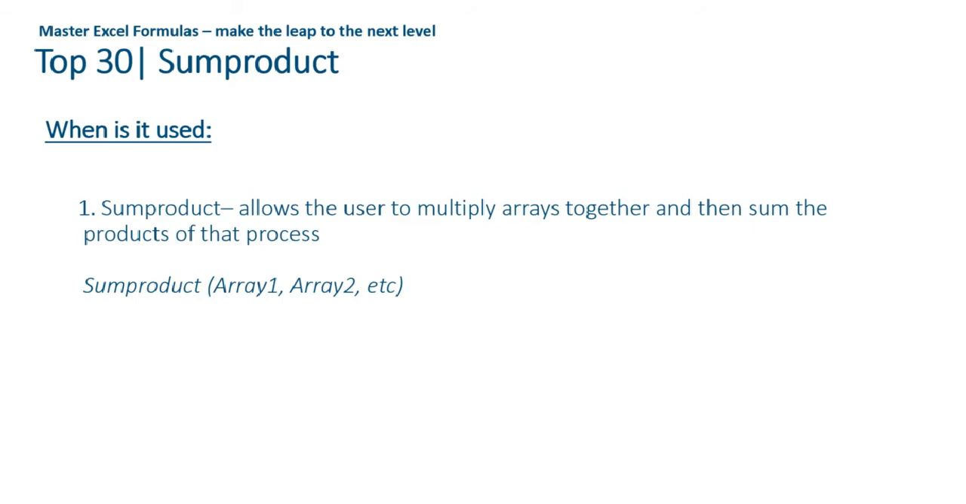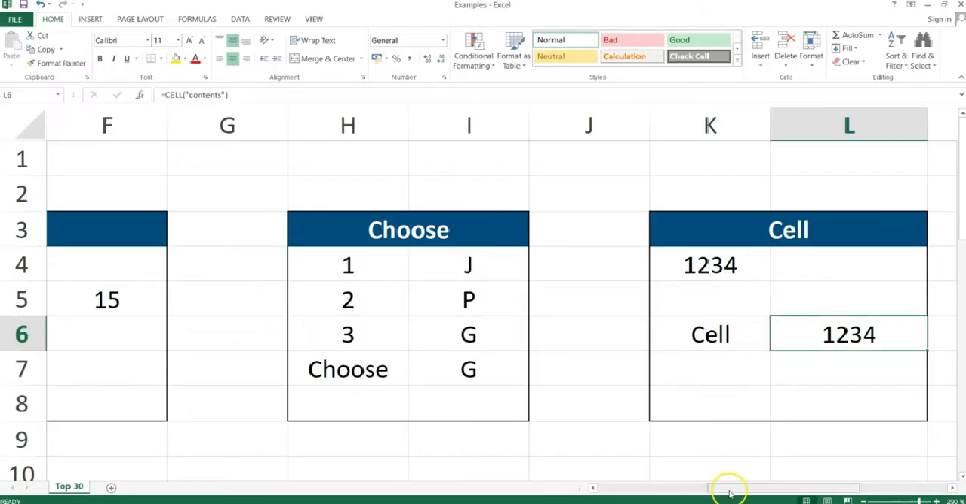What it does is it allows you to multiply arrays together and then sum the products of that process. For example, in the structure here, you might have two arrays, and the values within each array will be multiplied, and then these outcomes will be summed to get the final outcome.